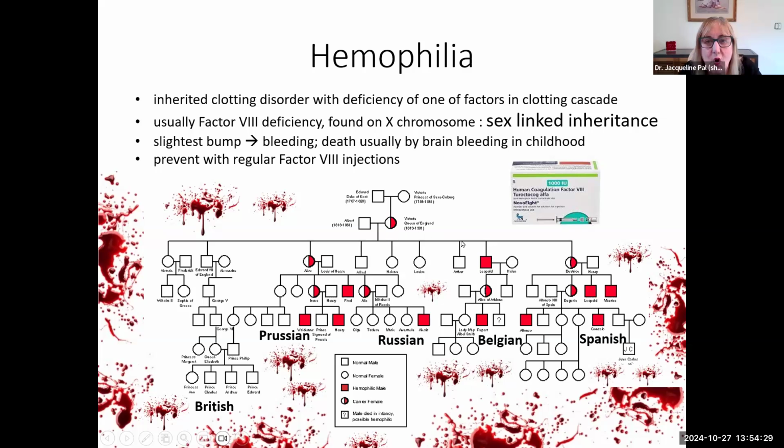Okay. So her son Leopold lived long enough to have a child, a daughter, to pass it on to the Belgian royal family. But after that, it was her daughters that carried the genes to give it to the Prussians, the Russians, and the Spanish. And her children that went to the British royal family, none of them carried the gene.